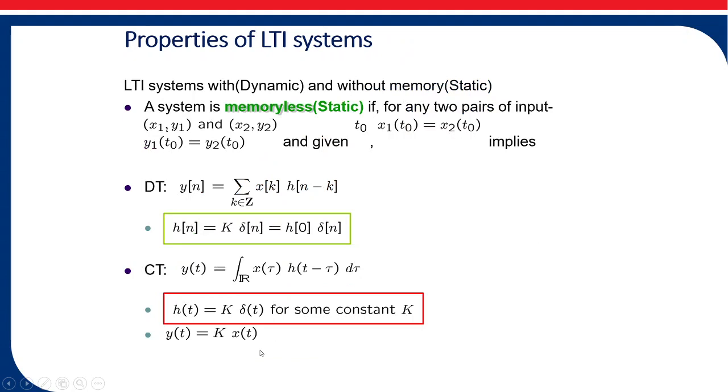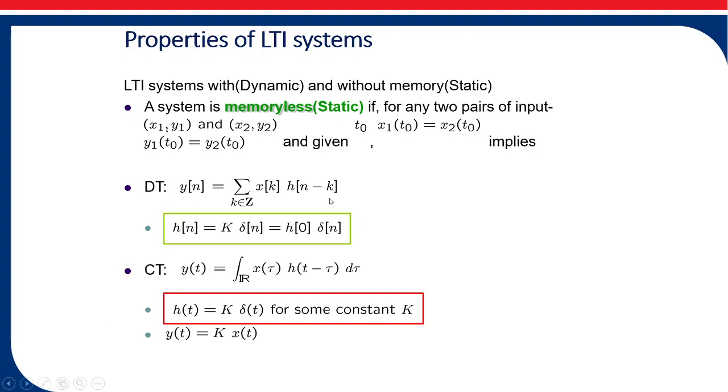Second property, system with memory or system without memory. With memory is called a dynamic system, without memory is called a static system. A system is said to be memoryless or static if the present value of output depends on only the present value of input, then the system is said to be memoryless.